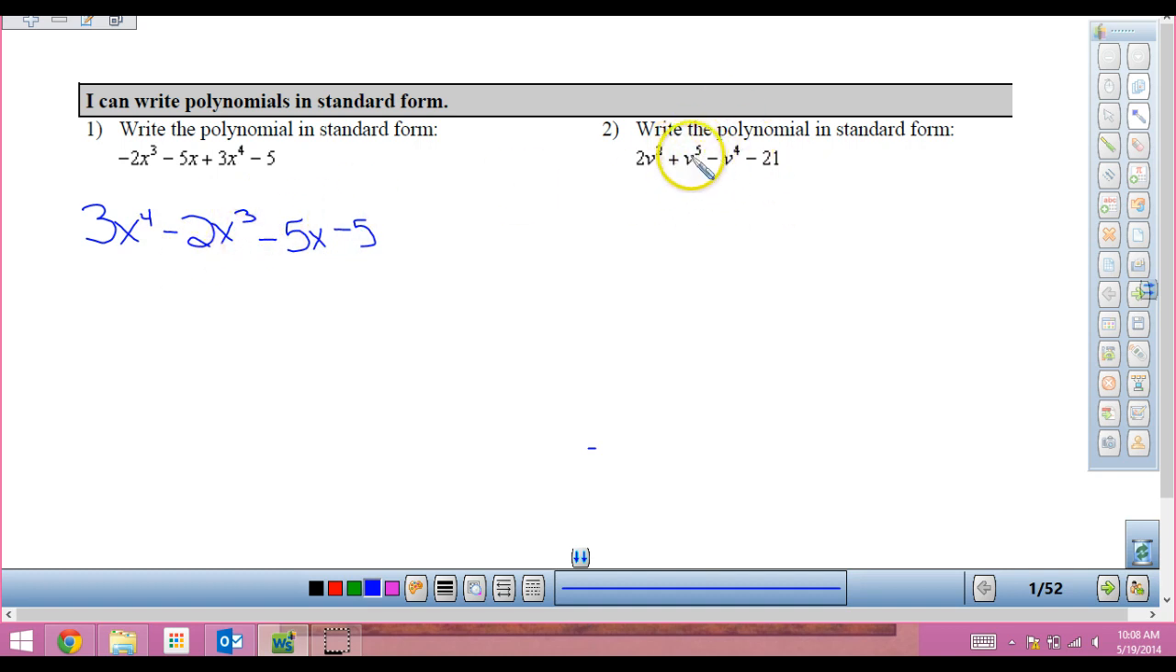Standard form for this one, we've got a positive sign in front of the v to the 5th, so we're going to v to the 5th. We've got a negative sign there, so minus v to the 4th. There is no v to the 3rd, so plus 2v squared minus 21. Now our stuff is in standard form.